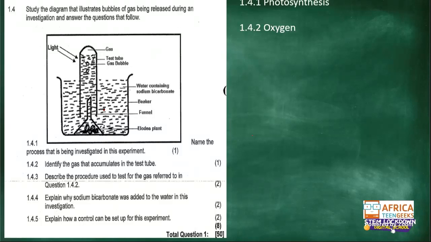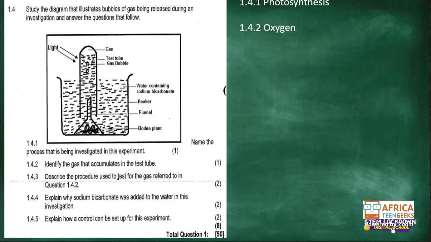Where did it suddenly come from? I mean, when you start this, there's no oxygen. Suddenly there's oxygen accumulating. Where is it coming from? Do you know where it's coming from? Yes, thank you, Lihlonolo, from that sodium bicarbonate.